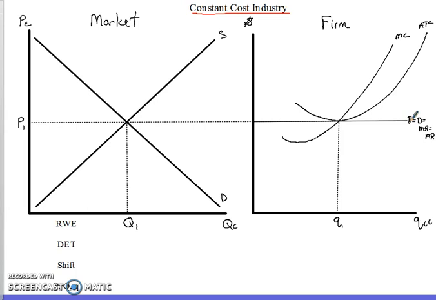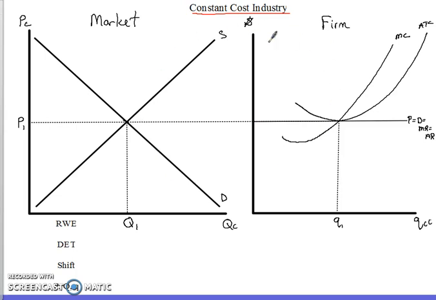Now, we would say that right now this industry is in long-run equilibrium. Why? Well, because the price is at equilibrium, the quantity is in equilibrium, and the individual firm is in equilibrium. What do I mean by that? It's in equilibrium because the economic profits are equal to zero. The average revenue is equal to the average total cost. So if the economic profits are zero, that means no firms are going to exit the industry, no firms are going to enter the industry, and things are just going to stay how they are. Okay, so this is long-run equilibrium.